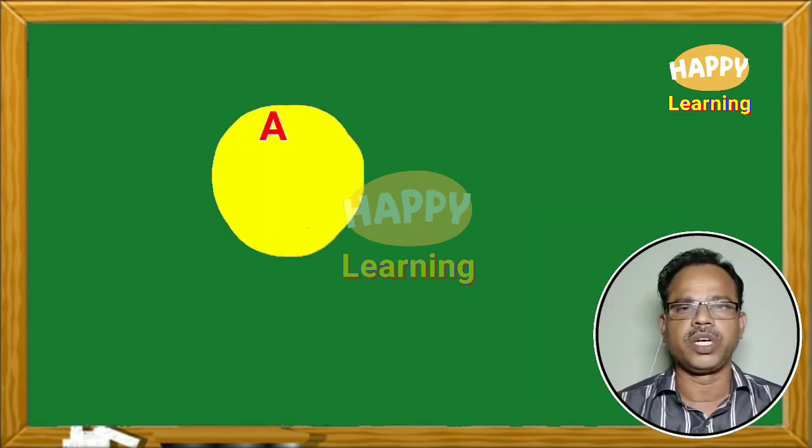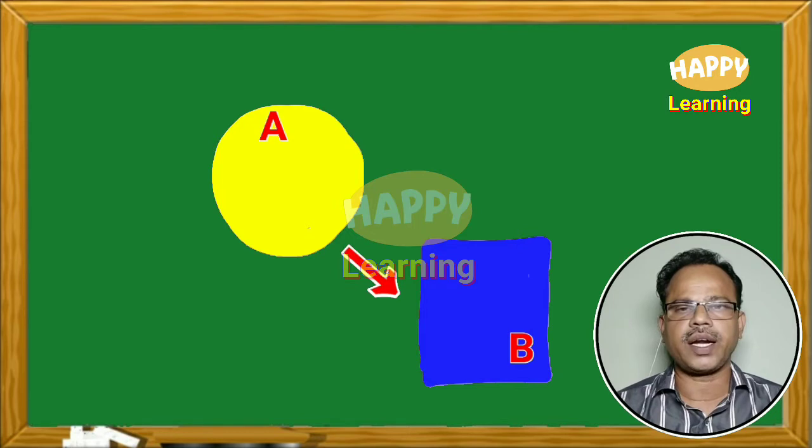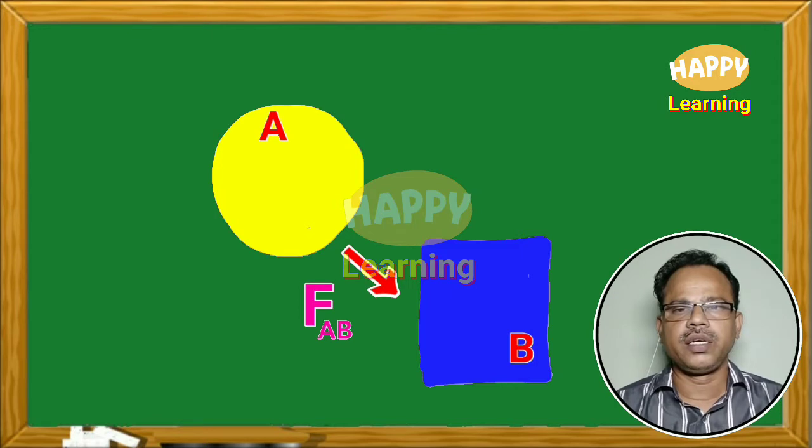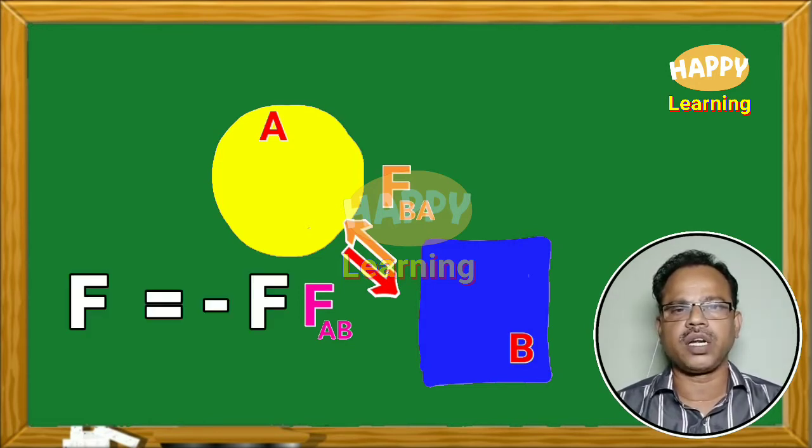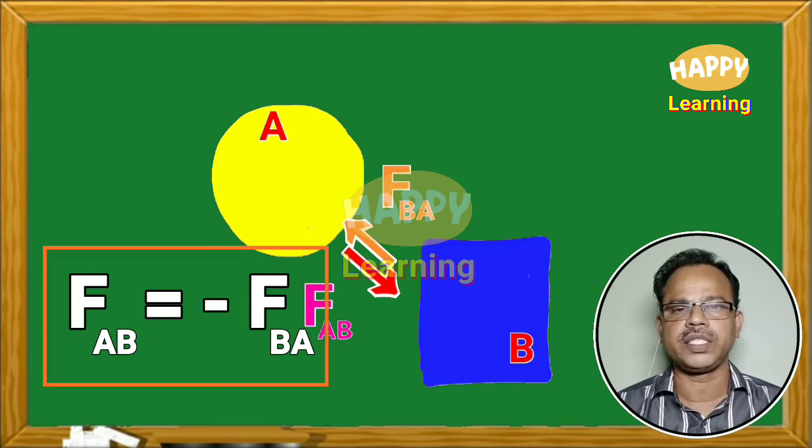This is an object A. This is another object B. B attracts A with a force FAB. FAB means force on A by B. And A also attracts B with a force FBA. FBA means force on B by A. These two forces are equal in magnitude but opposite in direction, so we write FAB equal to minus FBA.